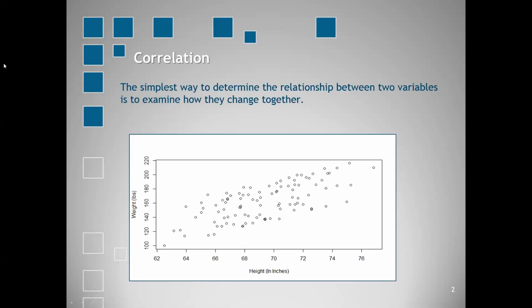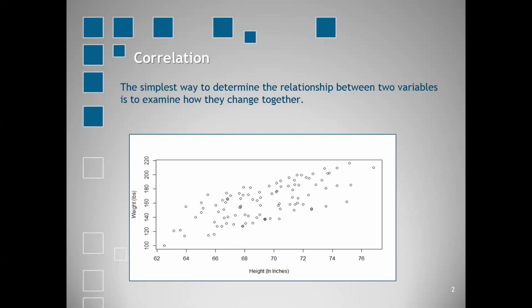The simplest way to determine the relationship between two variables is to examine how they change together. Does an increase in one variable correspond with an increase in a second variable? Or is the opposite relationship true? Perhaps an increase in one variable is associated with a decrease in a second variable. This type of relationship is called a linear relationship. It is called that because a perfect relationship would form a straight line on a scatter plot.